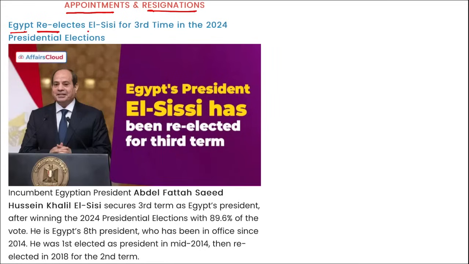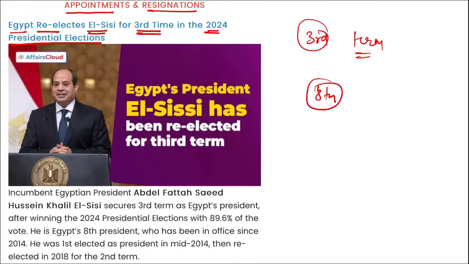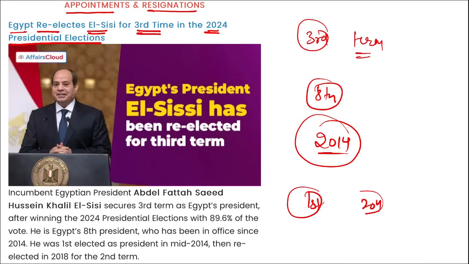Egypt has re-elected El-Sisi for the third time in the 2024 presidential elections. So remember, the current Egyptian president Abdel Fattah Said Hussein Khalil el-Sisi has been re-elected as the president of Egypt for the third time, right? This will be his third term. Correct? Mark this. And he is Egypt's 8th president who has been in office since 2014. He was first elected as president in mid 2014, then re-elected in 2018, and now again re-elected for the third term.